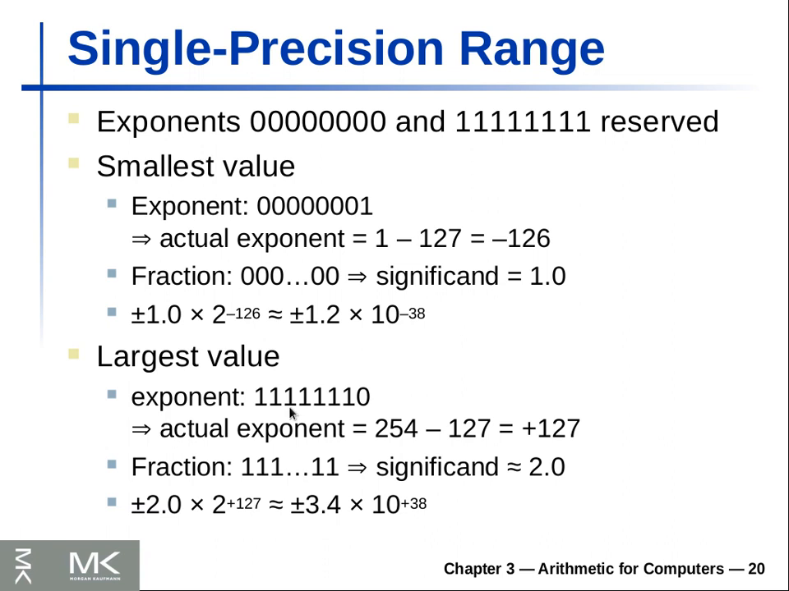Largest value, again, all ones is reserved, so the last bit of the exponent is a 0. That's 254 minus 127, which is positive 127, with all fraction bits set, so the significand is close to 2.0, not quite, just under, which comes out to roughly 3.4 followed by 37 zeros. Okay. You see how this bias is working out? It's an unsigned number, but you subtract the bias so you can represent either a small fraction or a large number.